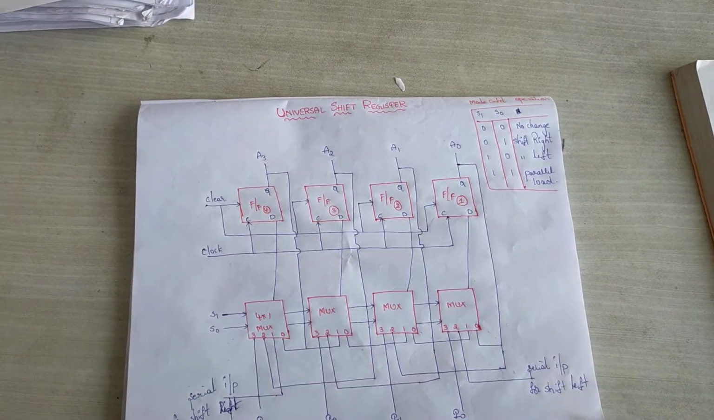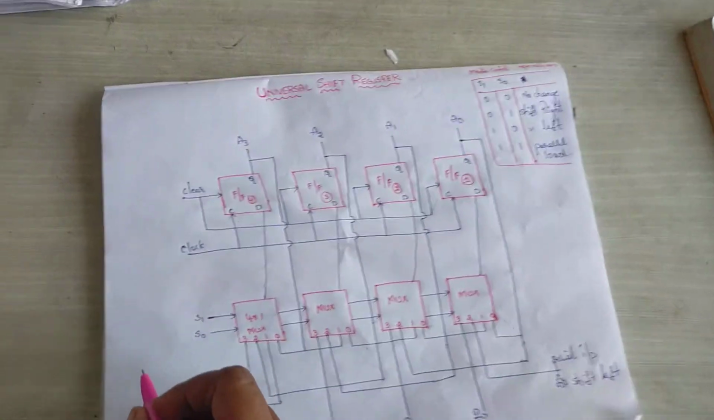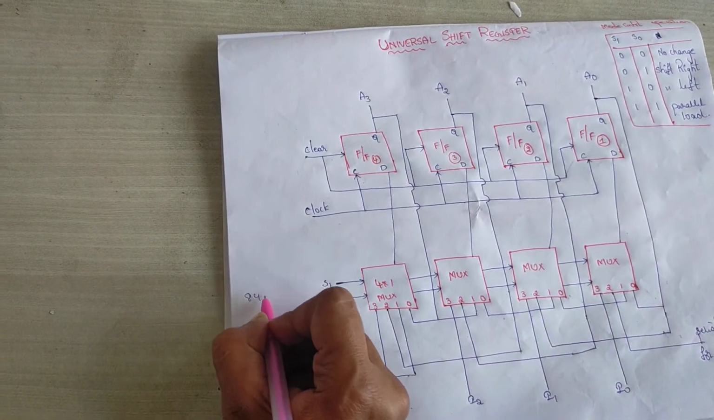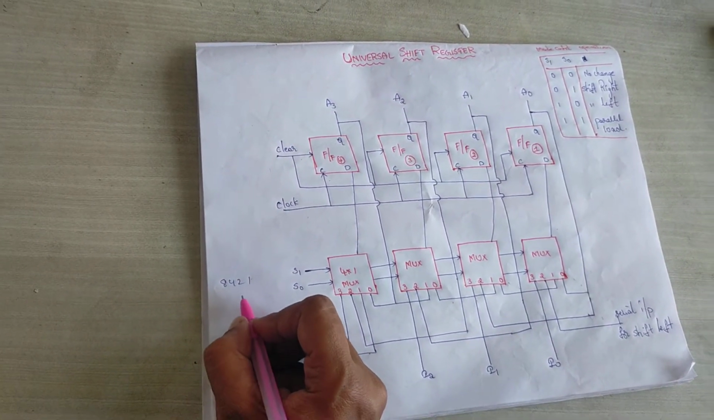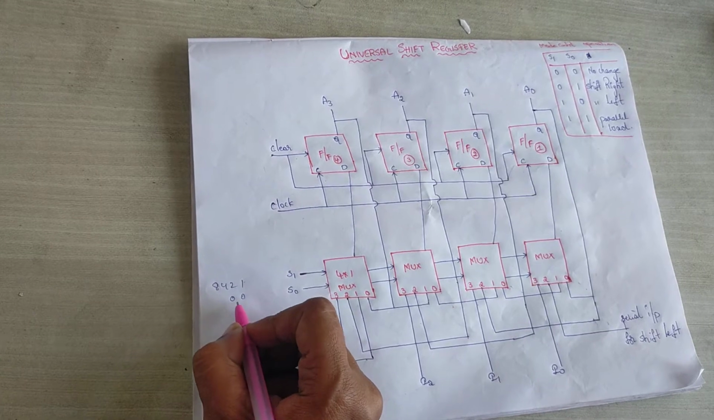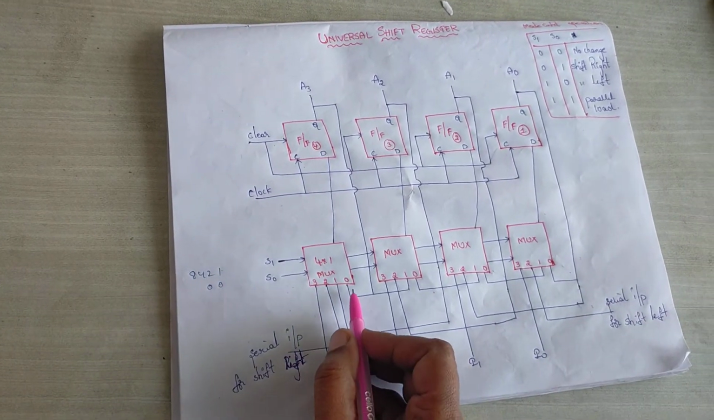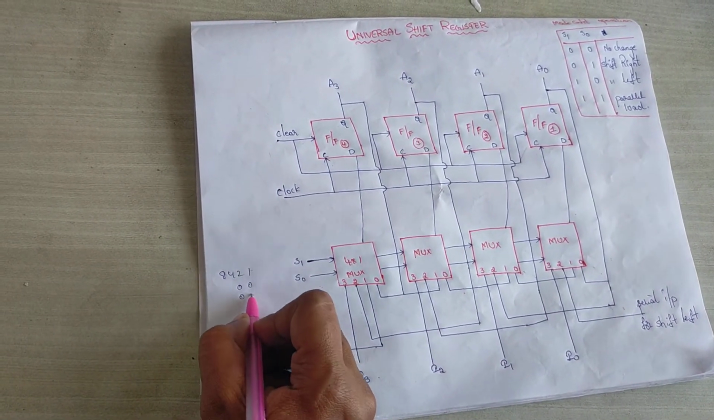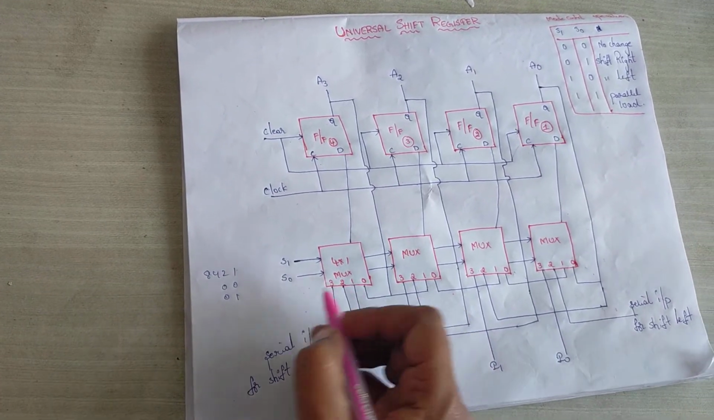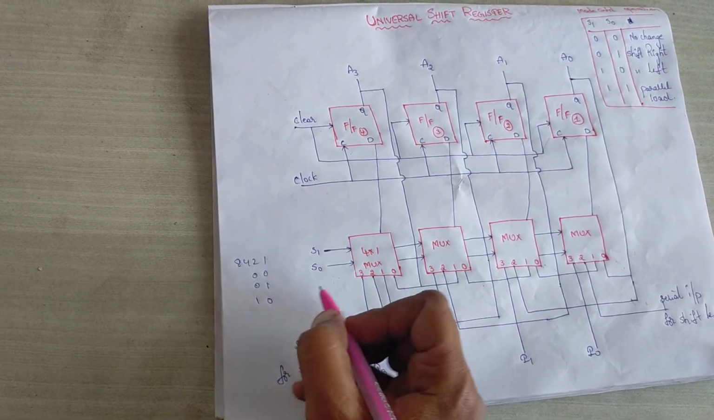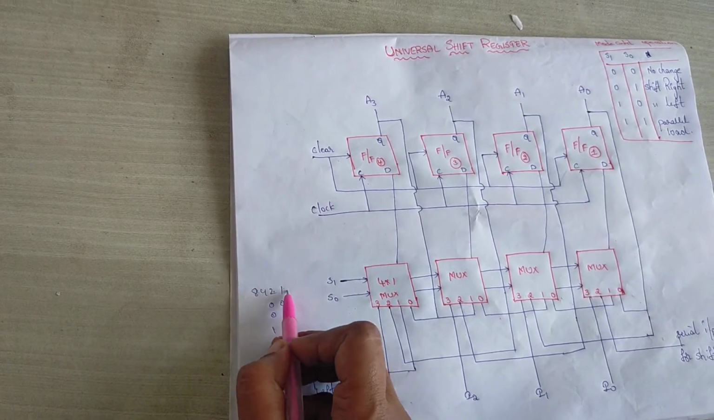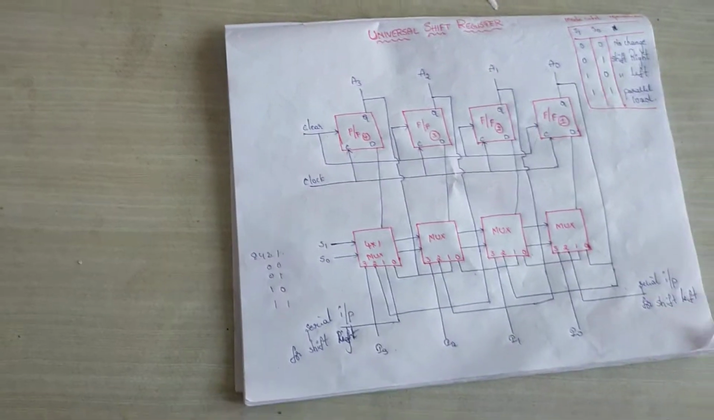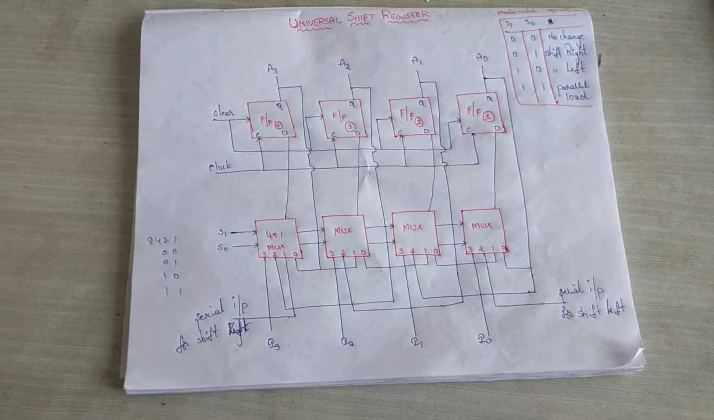Here we are using 8421 code. We are taking only 2 inputs. If input is 0, 0, then it selects 0. If input is 0, 1, then it selects 1. If input is 1, 0, it selects 2. If input is 1, 1, 2 plus 1, 3, it selects 3. So these are the 2 selection inputs.